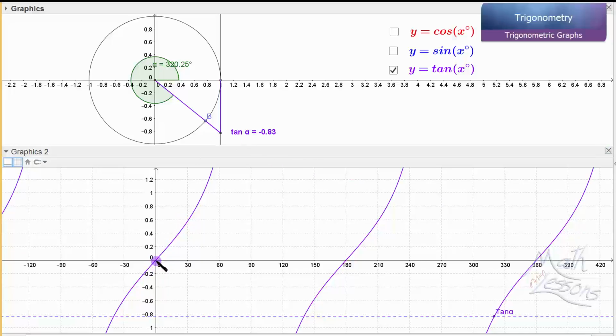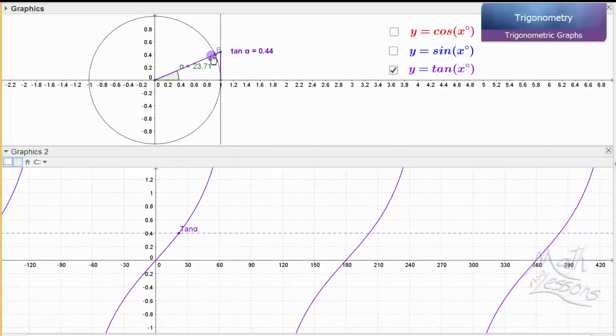But you need to know that it's 0 at 0, undefined at 90, 0 at 180, undefined at 270, 0 at 360, and it follows this pattern. You need to know that off by heart. And of course, 90 is pi by 2, 180 is pi, 270 is 3 pi over 2, and 360 is 2 pi. All right, that's the curves.